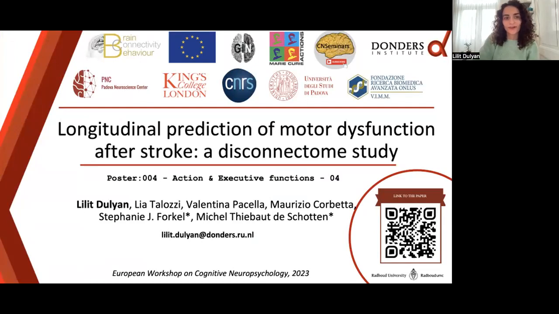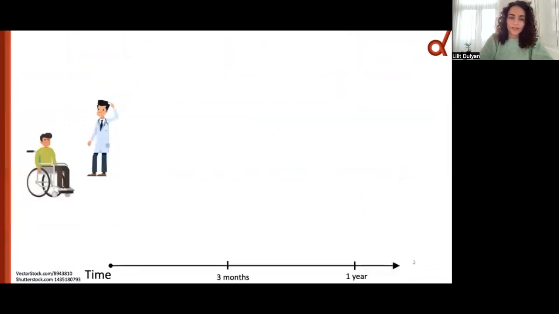Welcome to my poster on longitudinal prediction of motor dysfunction after stroke, a disconnectome study. First, I want you to imagine or recall a situation where you see a patient with a stroke. According to statistics, that patient will most likely exhibit motor dysfunctions like partial paralysis of hands, for example.